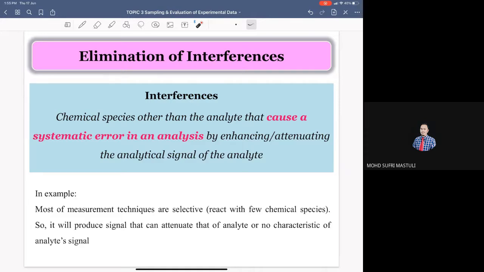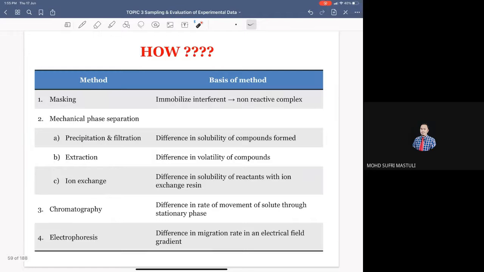Most measurement techniques are selective to only a few chemical species, so interference will produce a signal that is not characteristic of the analyte.